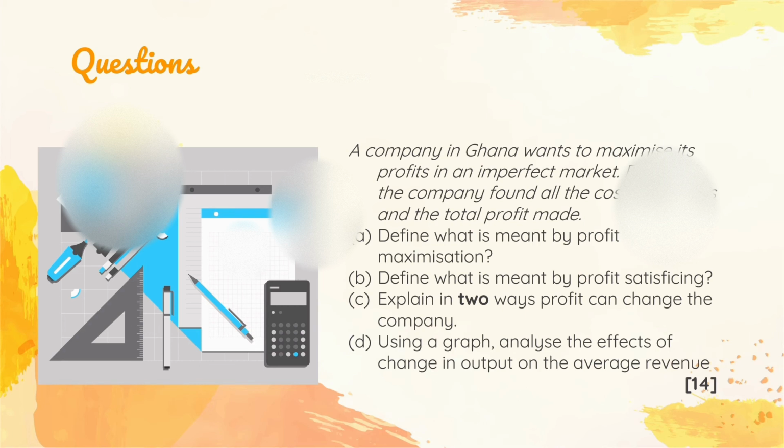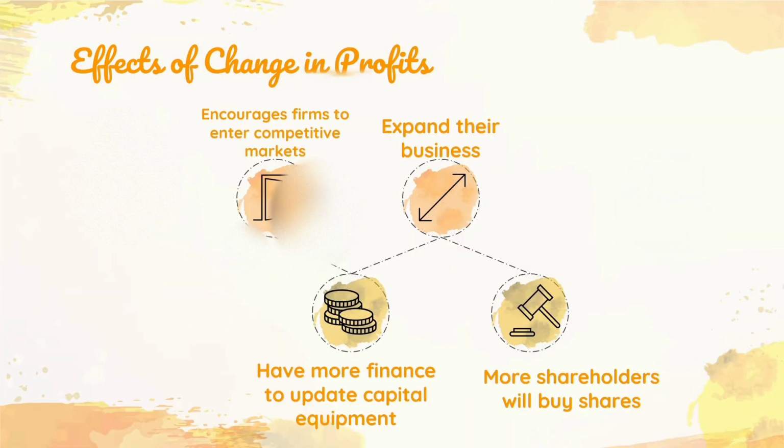Explain in two ways how profit can change the company. So change the company, it means affect the company. So this slide, it can encourage firms to enter a competitive market, as they can now afford to buy more capital equipment, which allows them to enter the competitive market. They can expand their businesses, they can have more shareholders in their business. Okay, so you can include all four of these points, but you need to merge two points together and make two points.